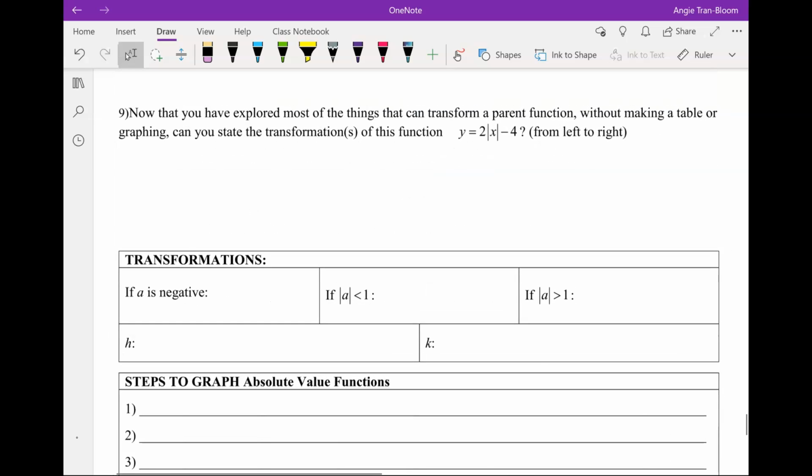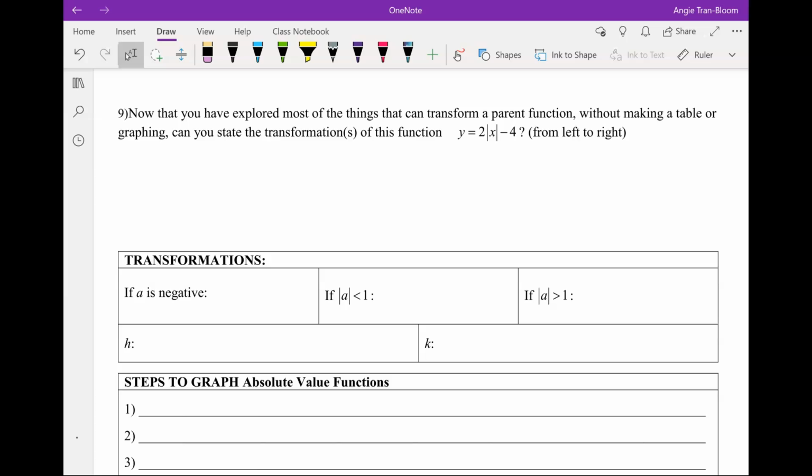Last example of the day. Now that you have explored all the things that you need to know for algebra 2, not everything, just all the stuff that you're required to know for algebra 2, without making a table and without graphing, I would like for you to state the transformations in the correct mathematical language from left to right.